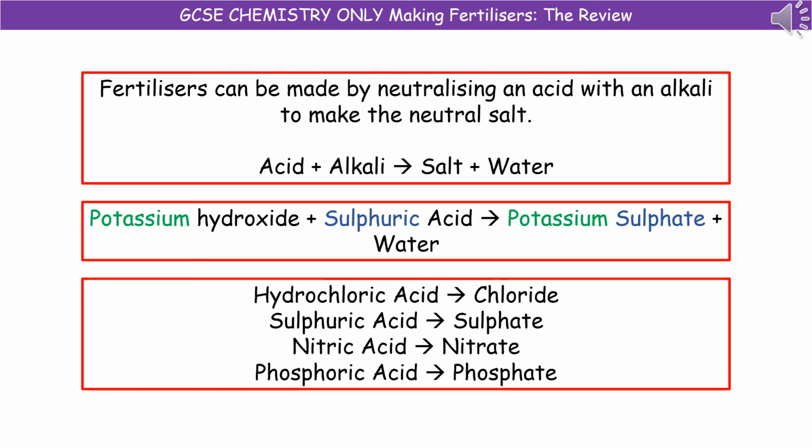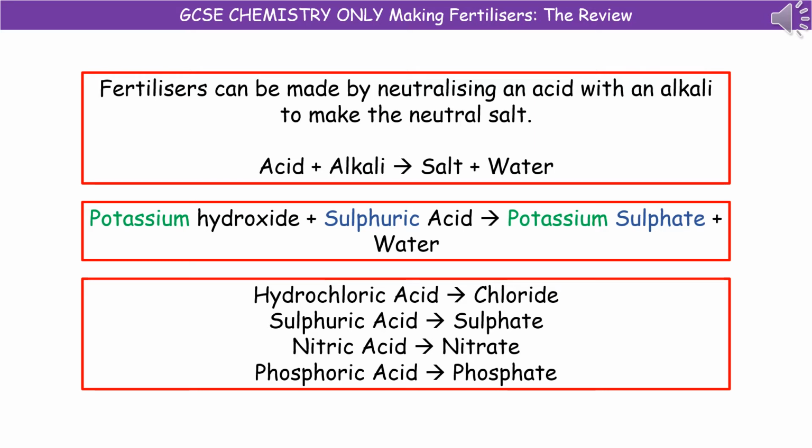When it comes to making fertilisers, the way we do this is by a neutralisation reaction between an acid and an alkali. So acid plus alkali makes a salt and water, and do remember when we're asked to name salts, the second part of the name comes from the acid. Hydrochloric acid makes a chloride, sulfuric makes a sulfate, nitric makes a nitrate, and phosphoric makes a phosphate. And the first part of the name is just the name of the metal from your alkali.